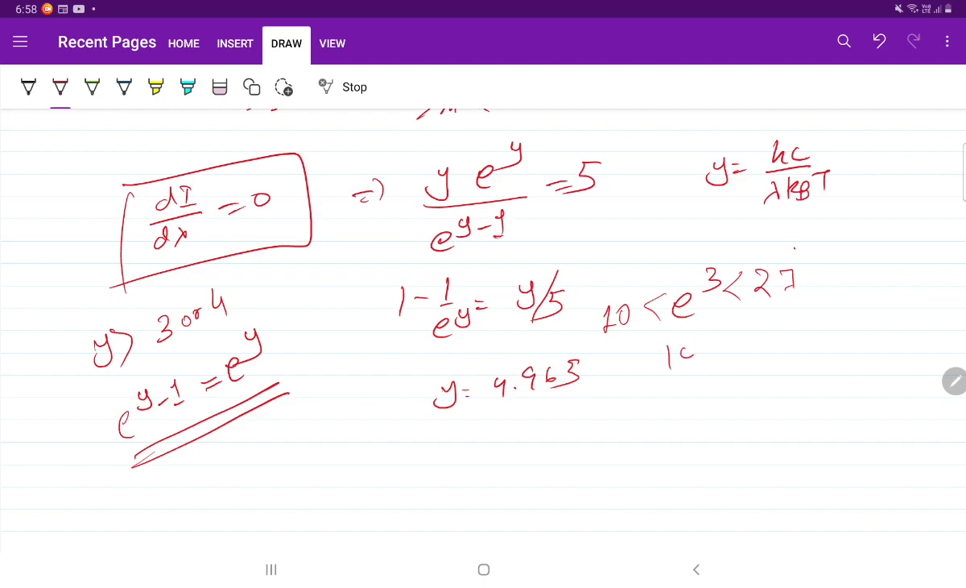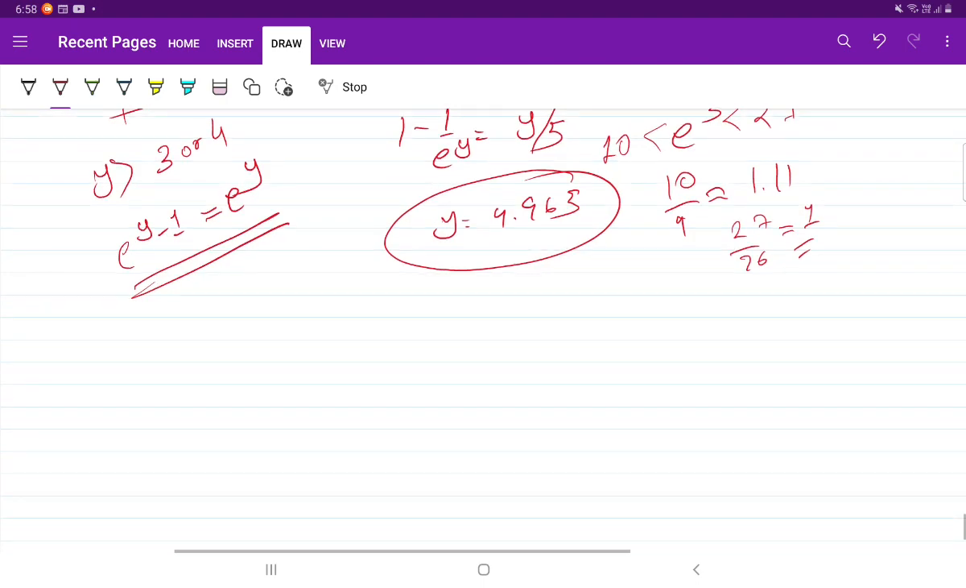So 10 by 9 can be written as 11.11, and even it's actually greater than 10, and 27 by 26 is nearly 1. So e to the power y minus 1 is nearly equal to e to the power y. So we are getting a result of y which is nearly same as 5, because 4.965 can be nearly written as 5. Thus, we will get hc by lambda kbt equals 4.965.